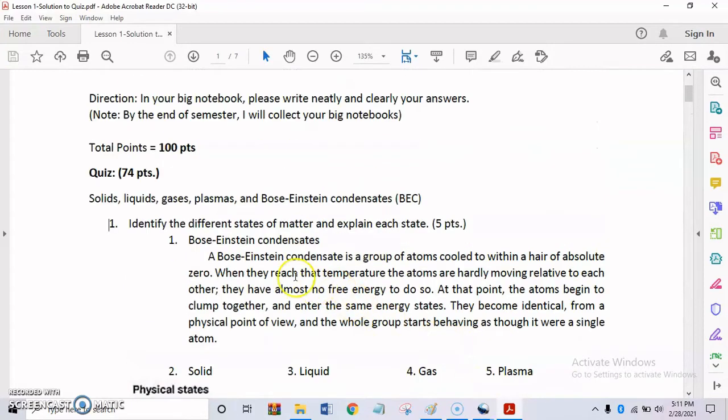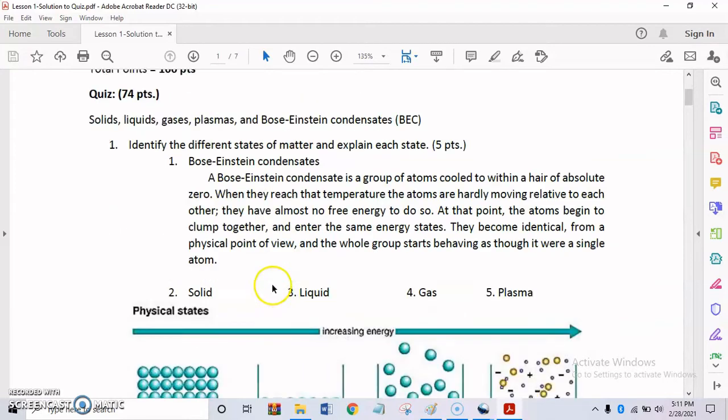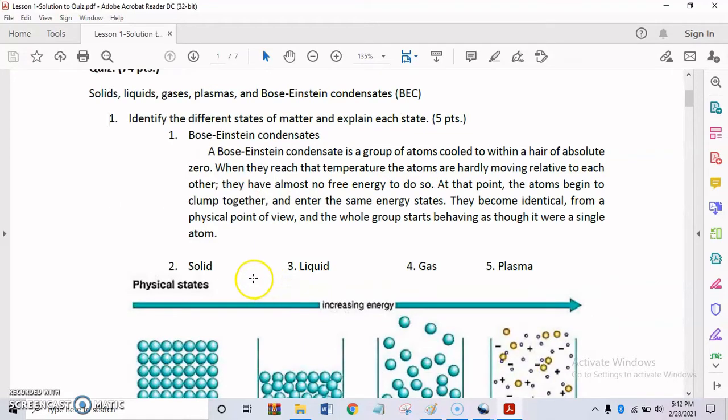But, Bose-Einstein condensates. It is a group of atoms cooled to within a hair of absolute zero. When they reach that temperature, the atoms are hardly moving relative to each other. They have almost no free energy to do so. At that point, the atoms begin to clump together and enter the same energy states. They become identical from a physical point of view, and the whole group starts behaving as though it were a single atom. So, yan siya si Bose-Einstein condensates.